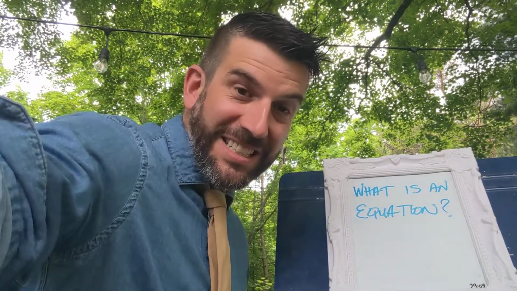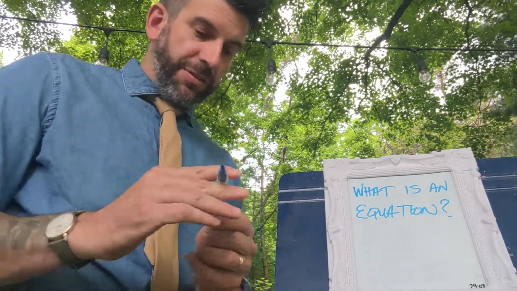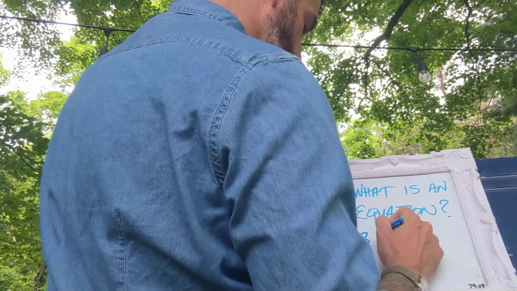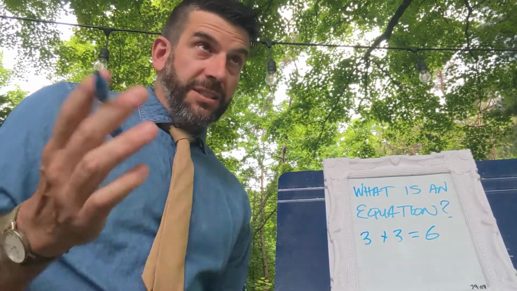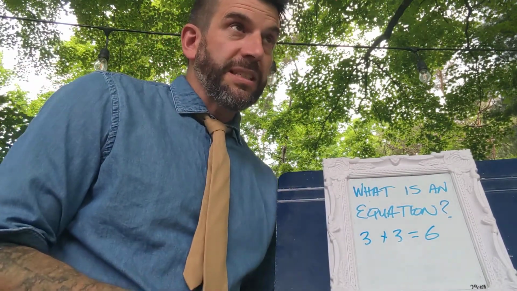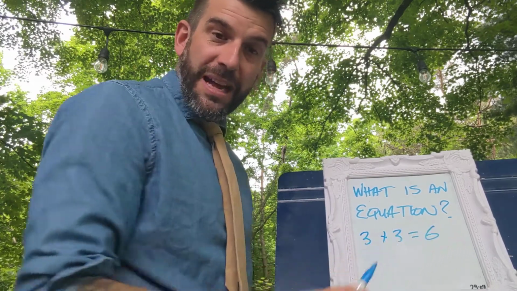An equation is essentially a mathematical way of saying that something is equal to something else, that an expression is equal to itself. So have a look. If I say 3 plus 3 equals 6, everyone's like, yes, okay, I already knew that. 3 plus 3 equals 6. Thank you very much. But that's an equation. It's also saying 3 plus 3 is the same as 6.